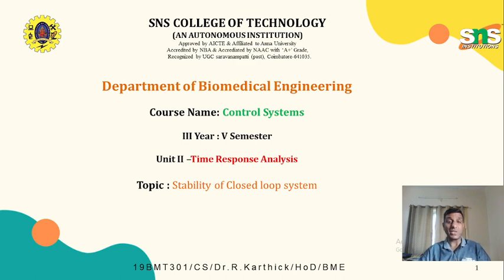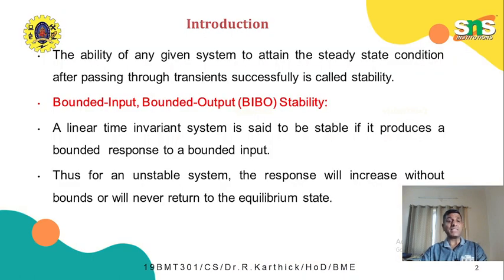So in today's lecture class, we are going to discuss the stability of a closed loop system. Now what is stability? It is the ability of any given system to attain the steady state condition after passing through several transients successfully. We call it stability.